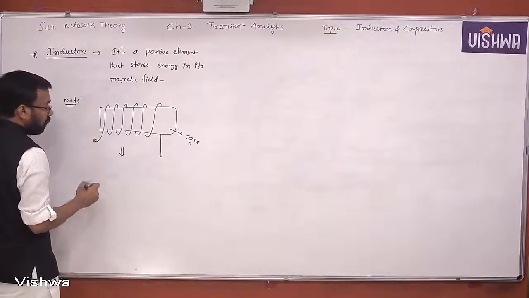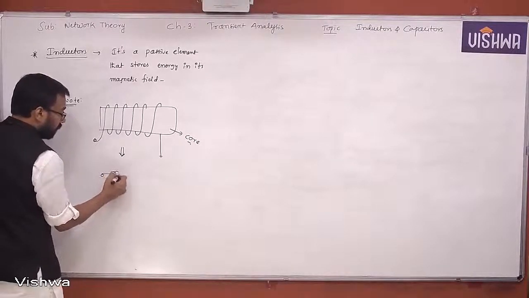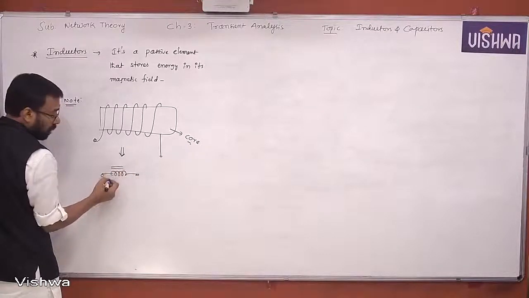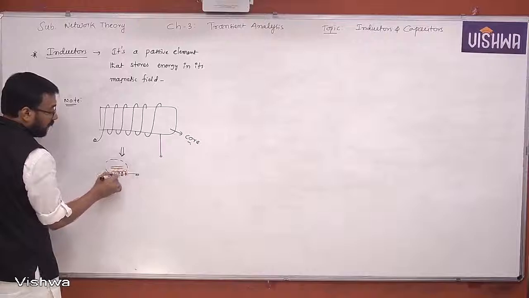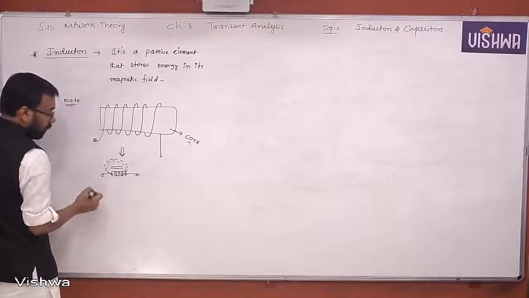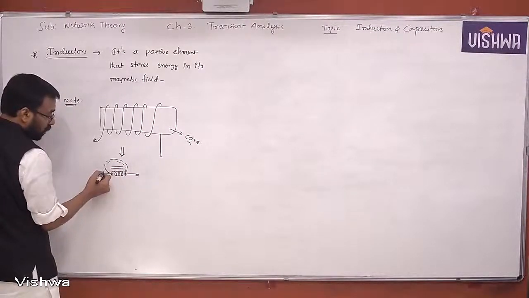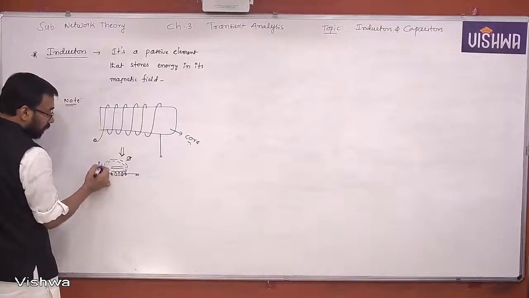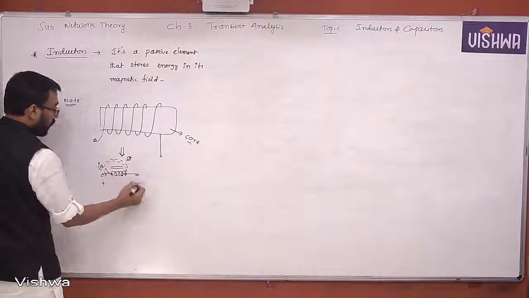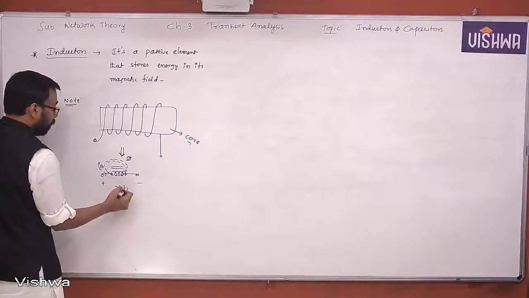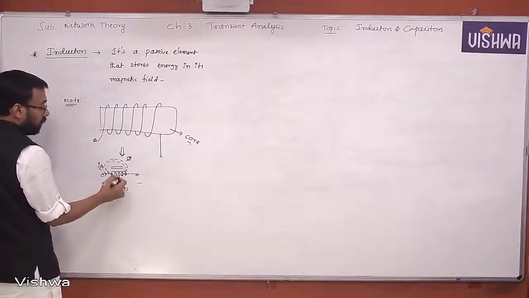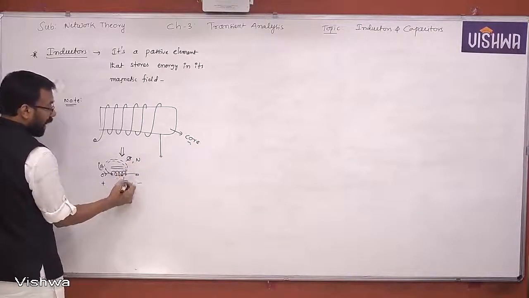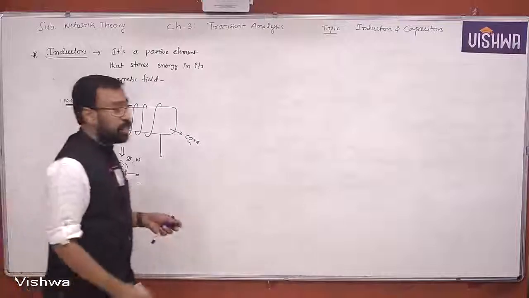Now the inductor can be represented something like this. This represents the core, and this represents the flux linking with the inductor. This is the current through the inductor, and this is the voltage across the inductor, VL of t. The number of turns is N, and the inductance is called L. This is the standard representation of an inductor.